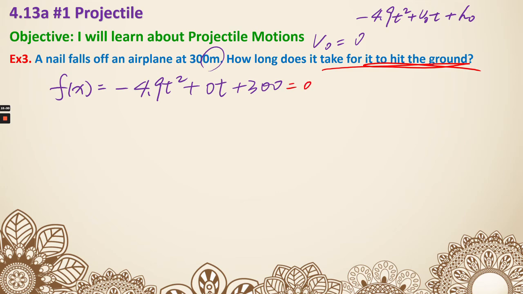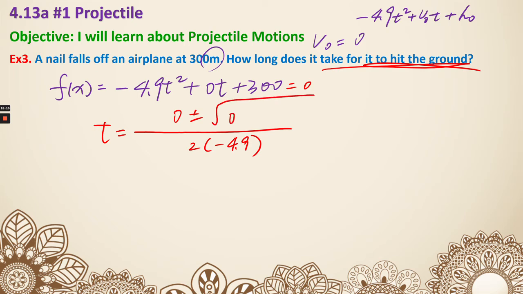So equal to 0. You can choose to use the quadratic formula. T is negative b over 2a on the bottom, 2 times negative 4.9. On top, negative b is basically 0, plus minus the square root of b squared, which is still 0 squared, minus 4 times negative 4.9 times 300. So you actually type in that whole thing into your calculator. That is going to give you the top as 76.6811.